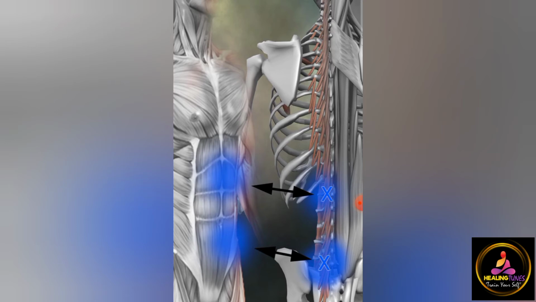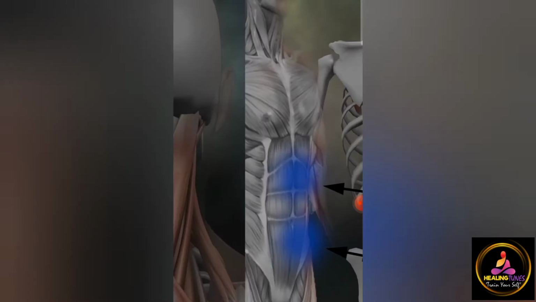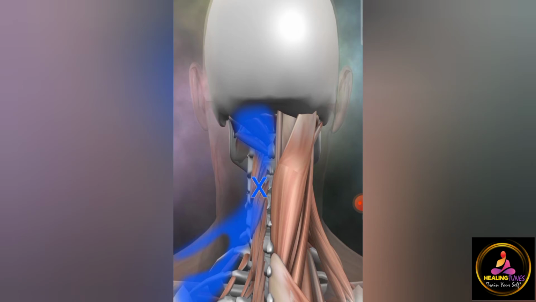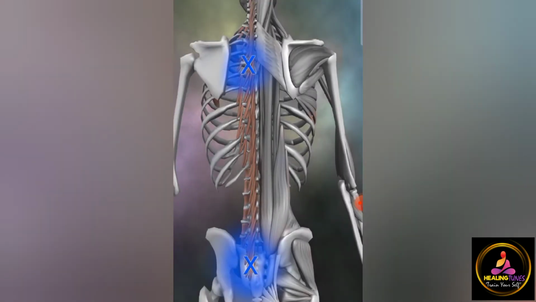Trigger points in the cervical region refer down into the scapula and posterior neck. Trigger points in the lumbar section of this muscle are a very common cause of lower back pain.